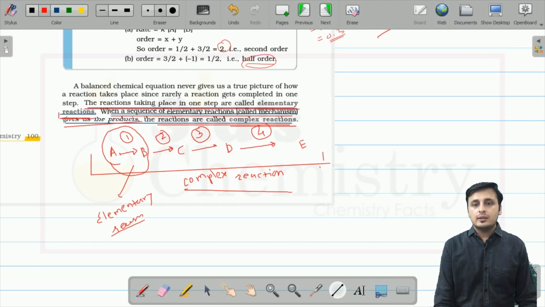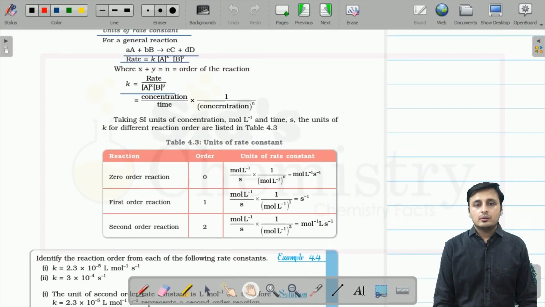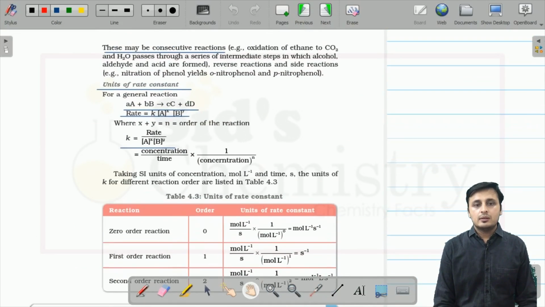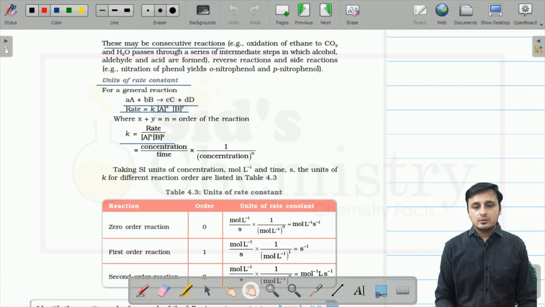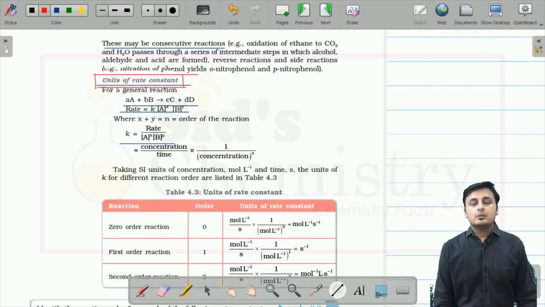Now going to the next page. Now dear friends, give the title: finding units of the rate constant. Give the title: finding units of the rate constant. And you must give the title: units of rate constant. Units of rate constant. And to find out units of rate constant we have taken a general example, a reaction called aA plus bB. It gives cC and dD.